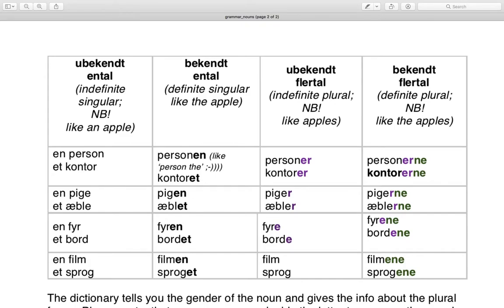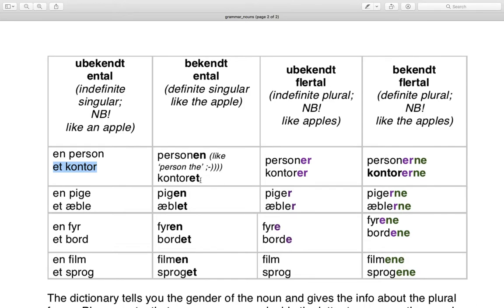So I take two random examples: en person, a person, and et kontor, an office. They just randomly belong to the en or et group. If I want to say a person, an office, I just write en or et in front. If I want to say the person, I put the definite article at the end, and it becomes definite. So it sounds like person, the: personen, and the other example would be kontoret.